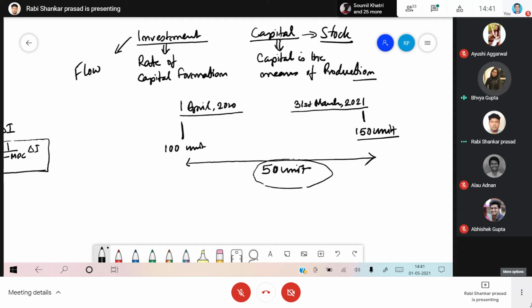When there is machinery and we start producing goods and services, and when there is more investment in an industry, more goods and services can be produced. Because of that, there will be more capital formation, more stock, and more goods and services. That production of goods and services will lead to the creation of more employment.